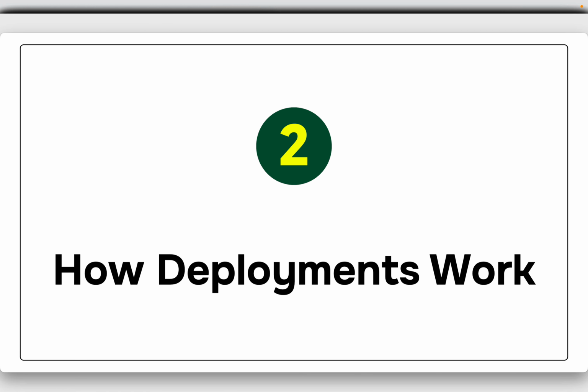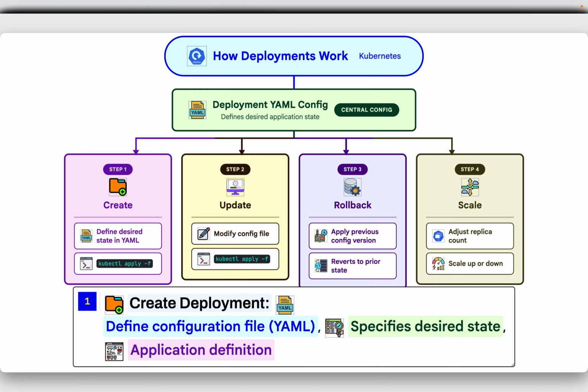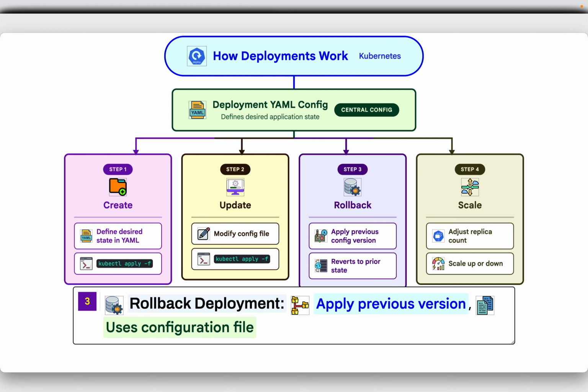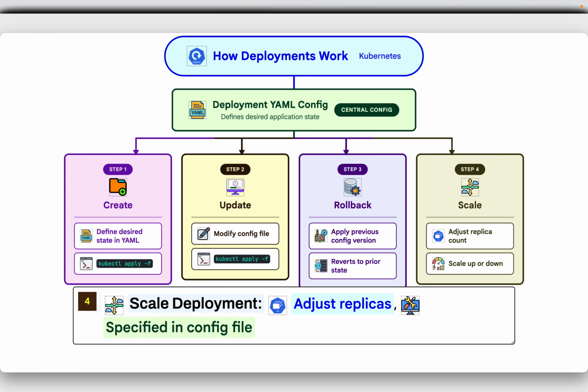Second topic, how deployments work. To create a deployment, you must define a deployment configuration file that specifies the desired state of your application. You can update a deployment by changing the configuration file and applying the changes using the kubectl command. Rolling back a deployment is as simple as applying a previous version of the configuration file. You can scale a deployment by adjusting the number of replicas specified in the configuration file.